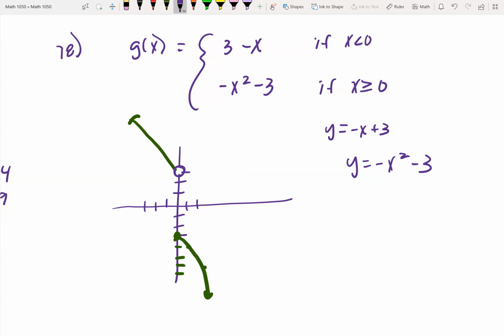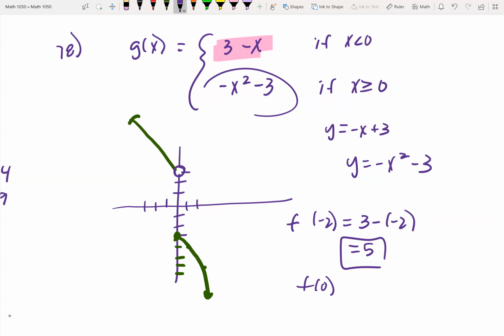Okay? And then find f of negative 2. I wouldn't use the graph, honestly. I would just use the equations. So f of negative 2 is 3 minus a negative 2. That's 3 plus 2, which is 5. And then f of 0, that would be this. So that's negative 0 squared minus 3. So that's a negative 3. And you got it. Okay.